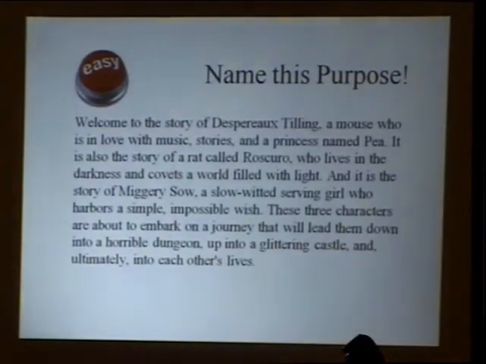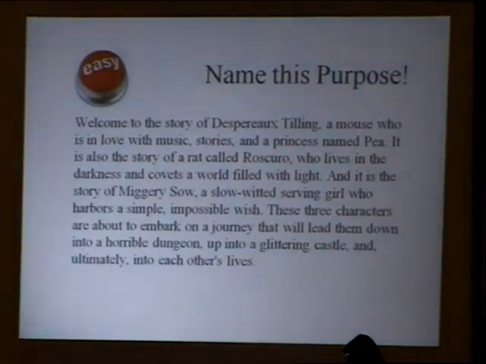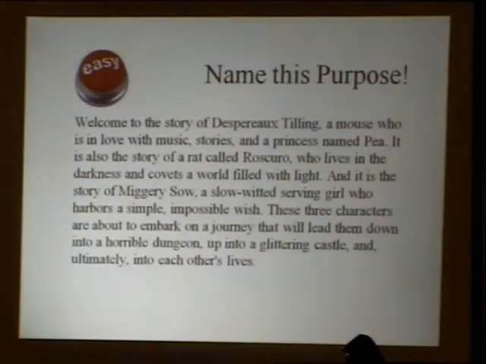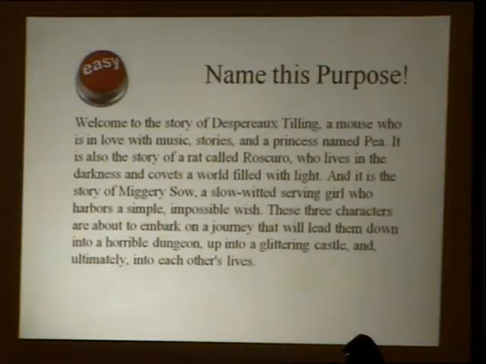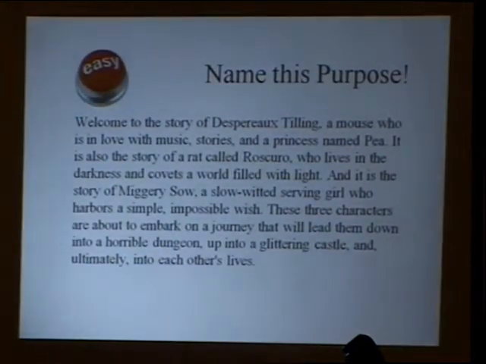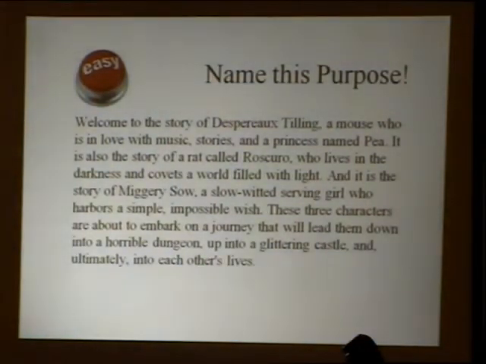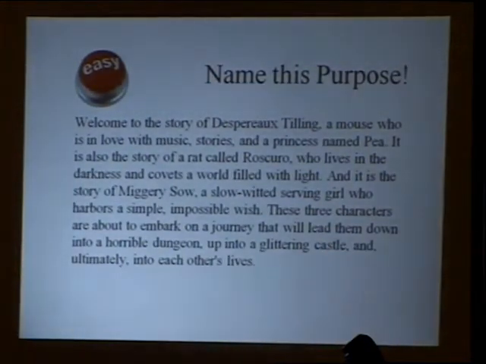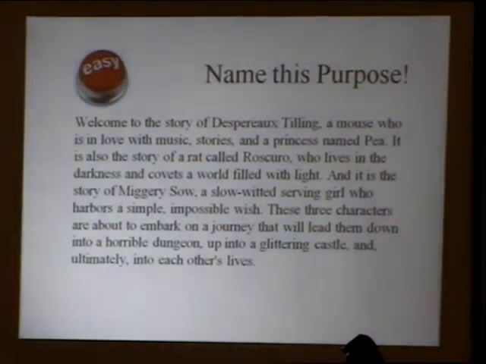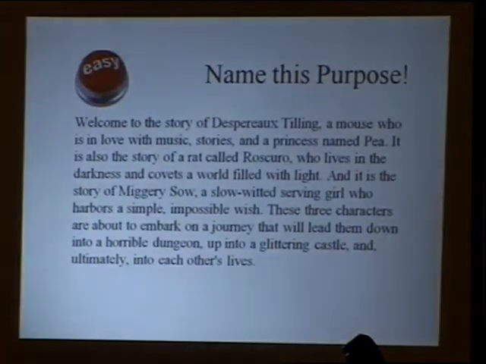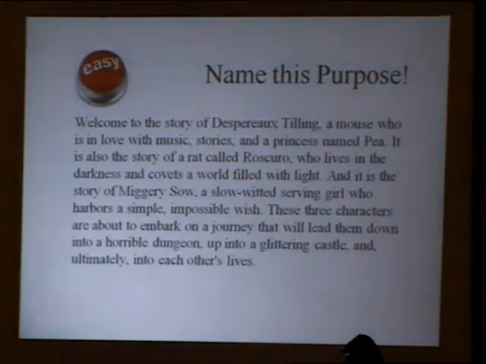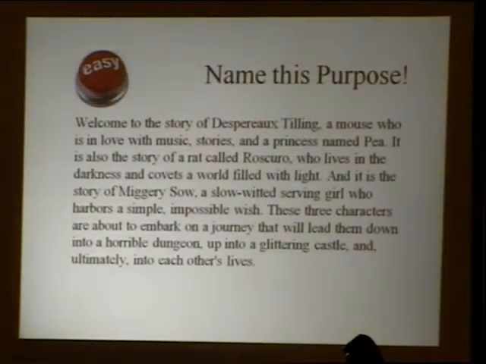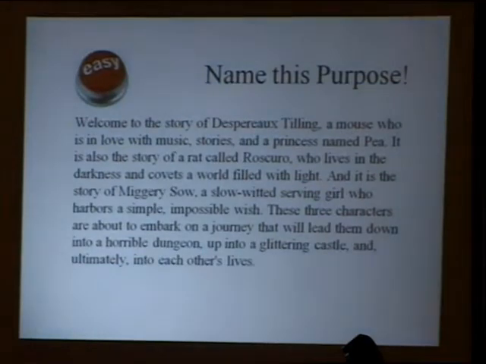Now, welcome to the story of Despereaux Tilly, a mouse who is in love with music, stories, and a princess named Pea. It is also the story of a rat called Roscuro, who lives in the darkness and covets a world filled with light. And it is the story of Miggery Sow, a slow-witted serving girl, who harbors a simple, impossible wish. Four characters are about to embark on a journey that will lead them down into a horrible dungeon, up into a glittering castle, and ultimately into each other's lives.